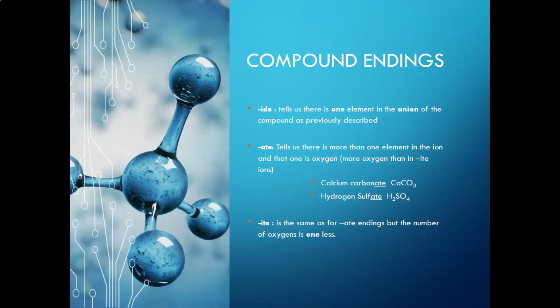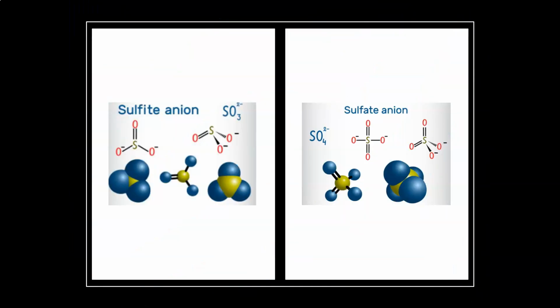"Ite" is the same as for "ate," but the number of oxygens is one less. So hydrogen sulfite, if you look, hydrogen sulfate there has 4 oxygens, hydrogen sulfite has 3. There's your sulfite anion, 3 oxygens, and your sulfate anion has 4 oxygens, 3 there, 4 there.